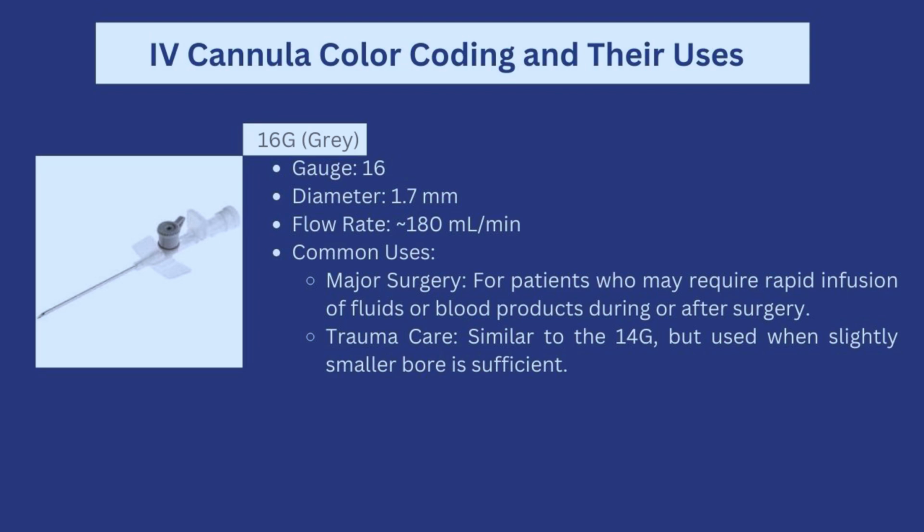Next is the gray cannula, which is gauge 16, has a diameter of 1.7 millimeters and a flow rate of approximately 180 ml per minute. It is usually used for major surgeries and trauma care.